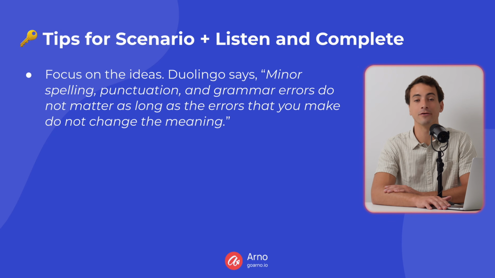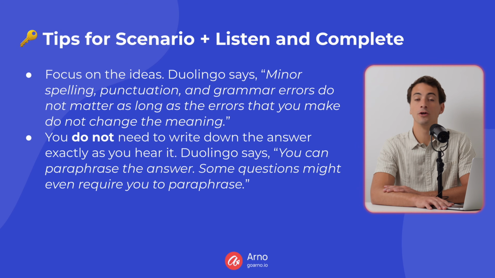So if you have some minor typos or grammatical errors, that's fine, as long as it is clear what you wrote. However, if your spelling or grammar mistakes are so bad that it is difficult or impossible to understand what you have written, then you are going to lose points. You do not need to write down the answer exactly as you hear it. So Duolingo says in their official materials, you can paraphrase the answer. Paraphrase means to say or write something using your own words.